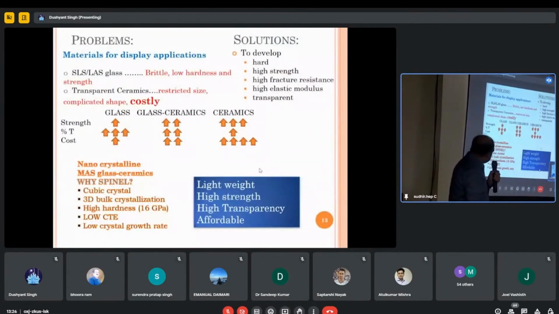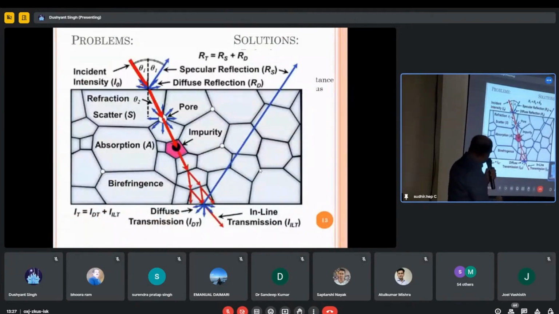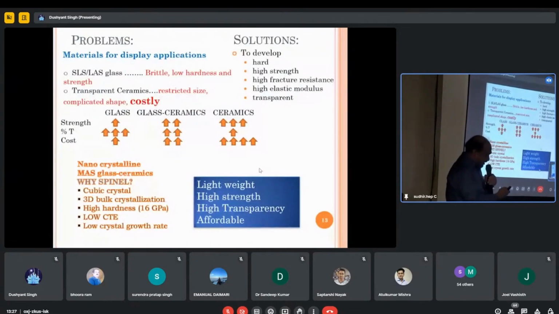So these are the problems, and we mostly worked on spinel glass ceramics, magnesium aluminum spinel glass ceramics.